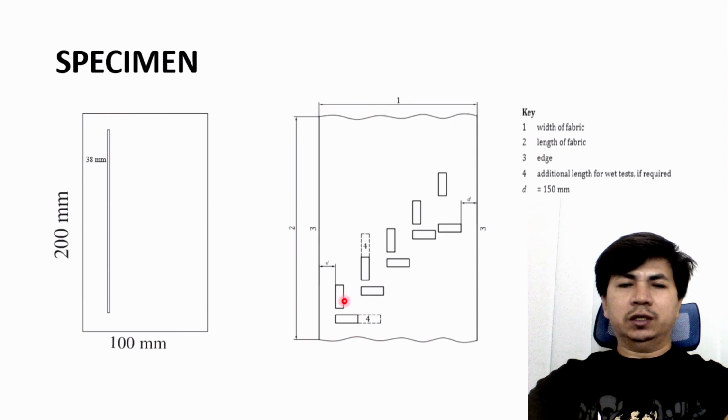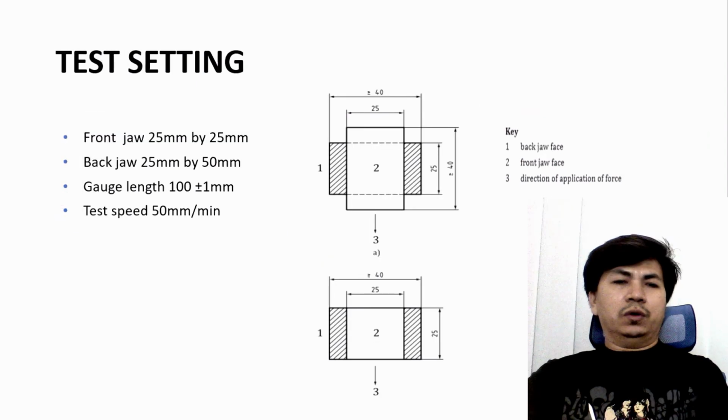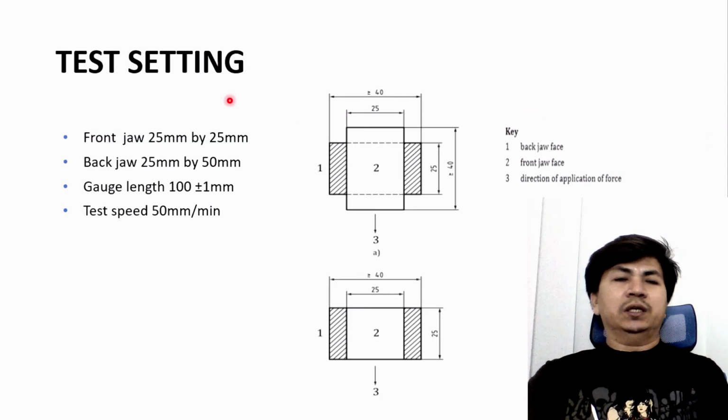And we should take 5 specimens for the warp result and 5 specimens for the weft result. This is for the weft result. For the weft result, we should also take 5. We should take them also from the diagonal position of the fabric. Now specimen preparation is complete.